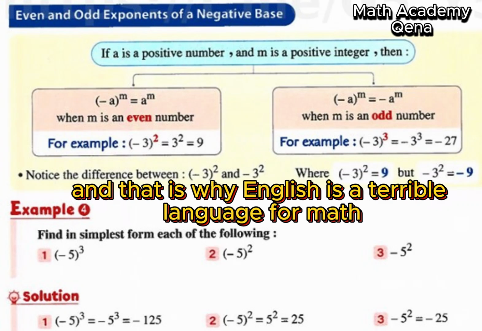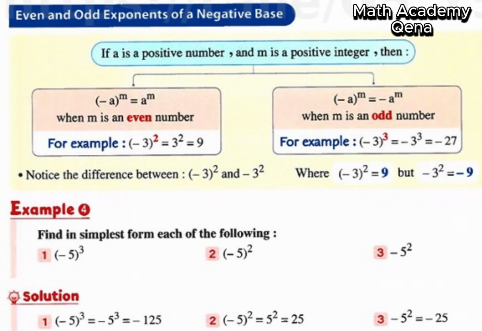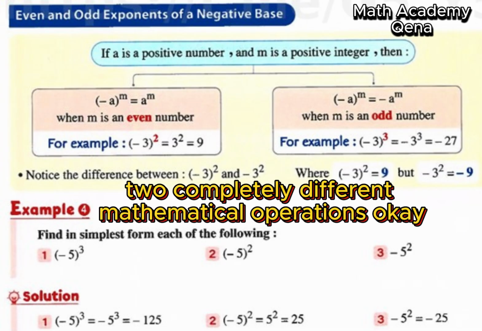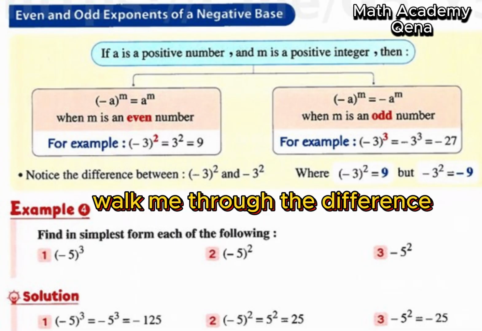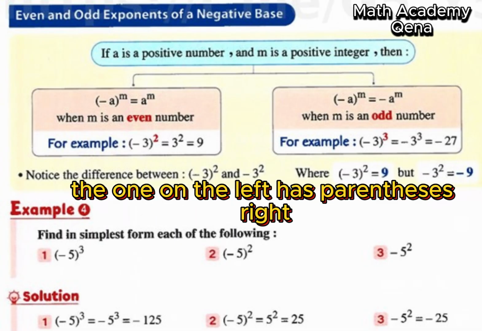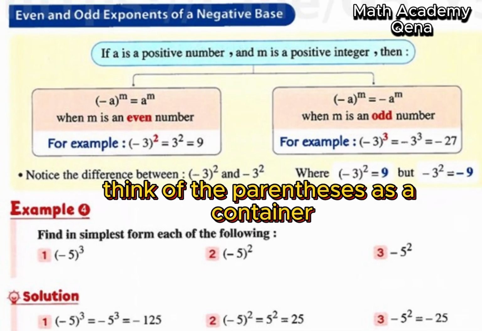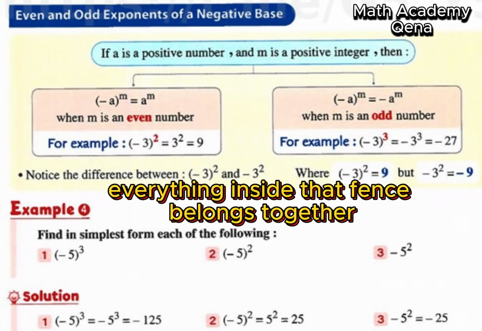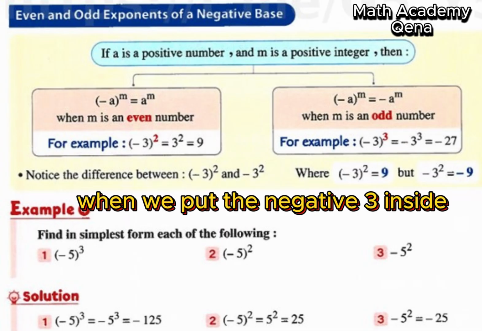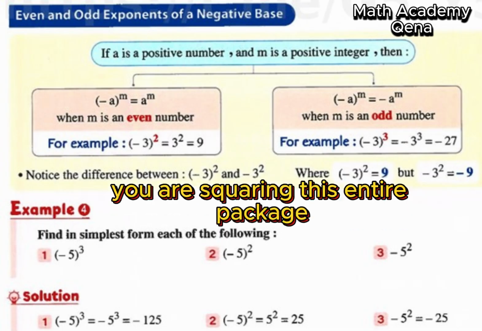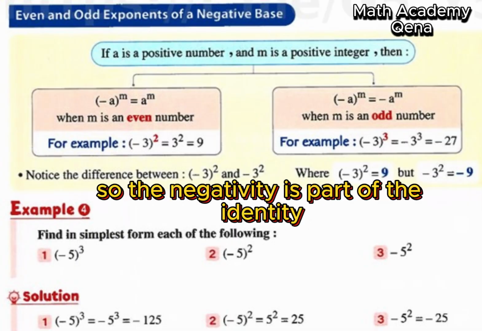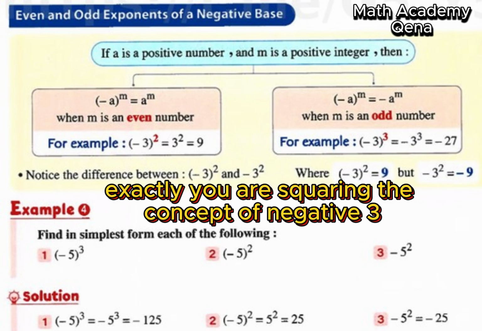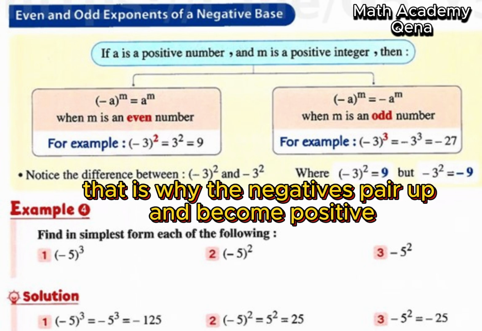And that is why English is a terrible language for math. You said the same sentence, but you described two completely different mathematical operations. Okay, walk me through the difference. The one on the left has parentheses. Think of the parentheses as a container, or like a property line. Everything inside that fence belongs together. When we put the -3 inside, we're telling the exponent, you are squaring this entire package. So the negativity is part of the identity of the number being squared. Exactly. You are squaring the concept of -3. That is why the negatives pair up and become positive.